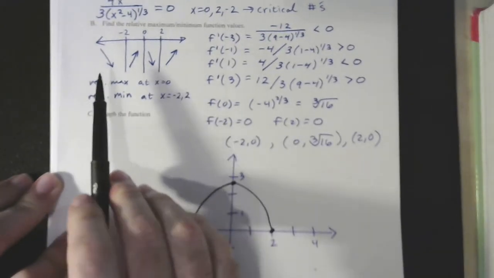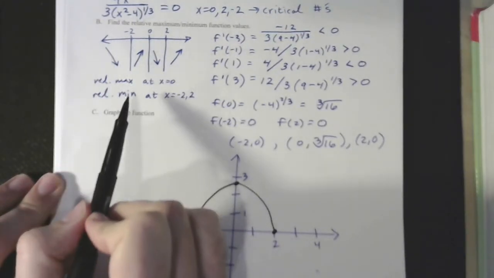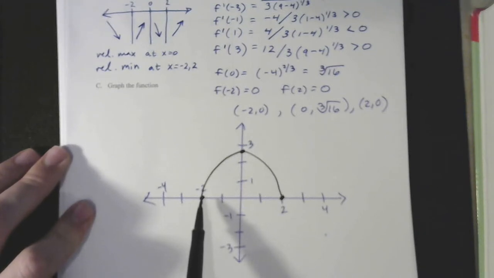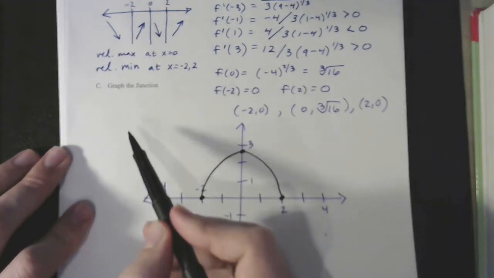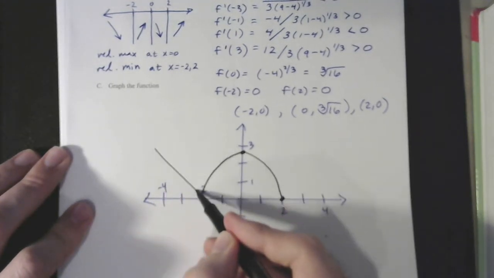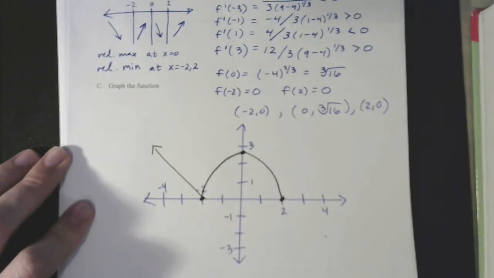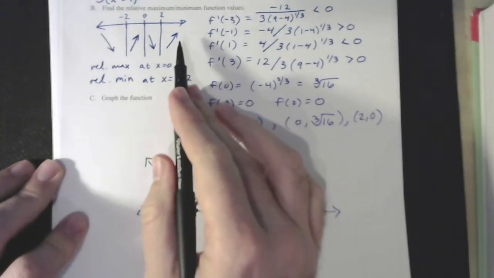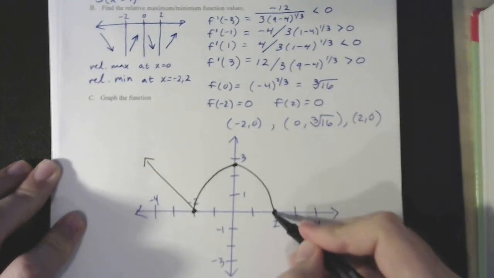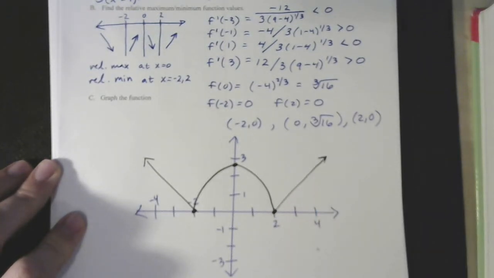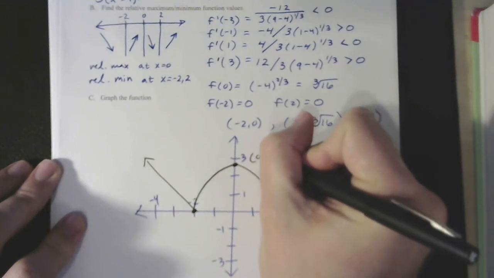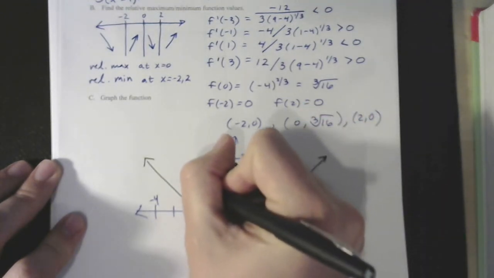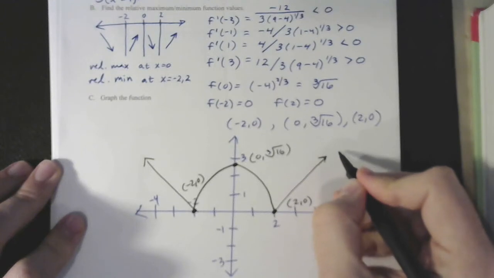And then we need to have negative slopes, but that means we need to decrease into negative 2. So we can't come from the negatives because this would be increasing. So we have to decrease down like this. And this would go off something like that. And then same thing over here. We have to increase from 2, so it would do something like this. And all that's left is to label our points. 2, 0, 0 cube root of 16, negative 2, 0. And we'll label this f of x.